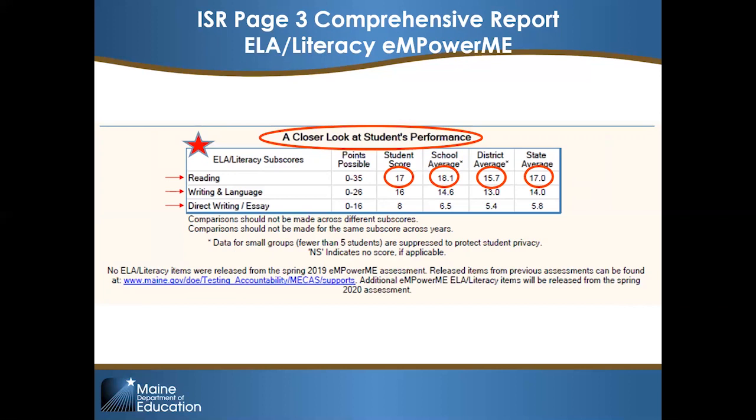The same applies in the next 2 rows of student, school, district, and state averages regarding assessment items that were about writing and language and the essay. Again, comparisons should not be made across different subscores, and comparisons should not be made for the same subscore across years.